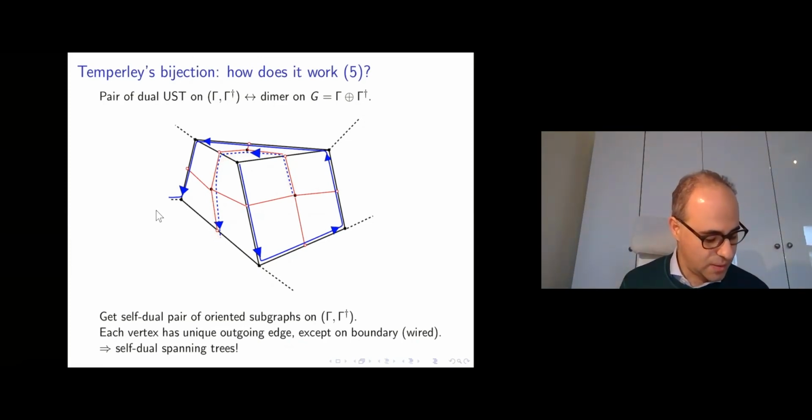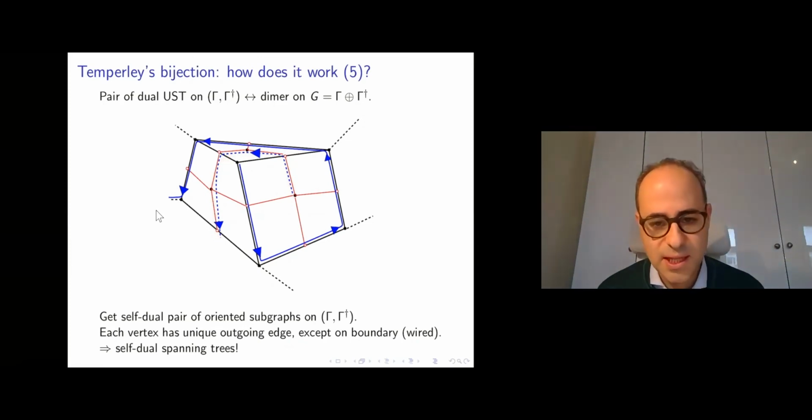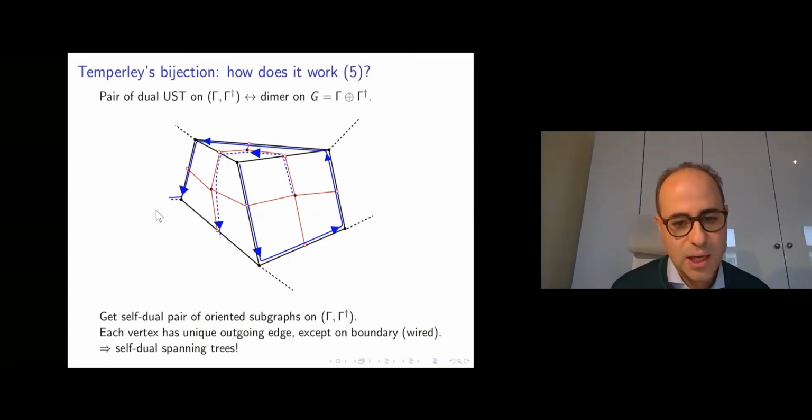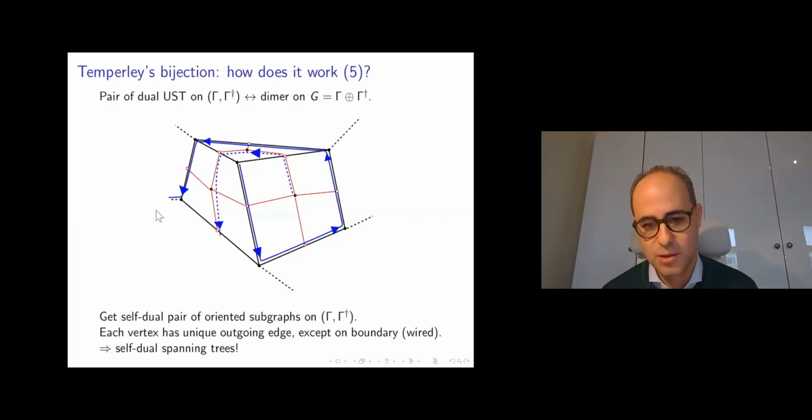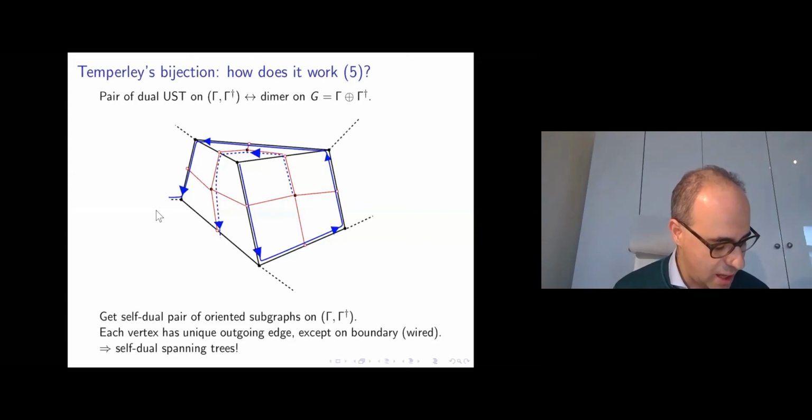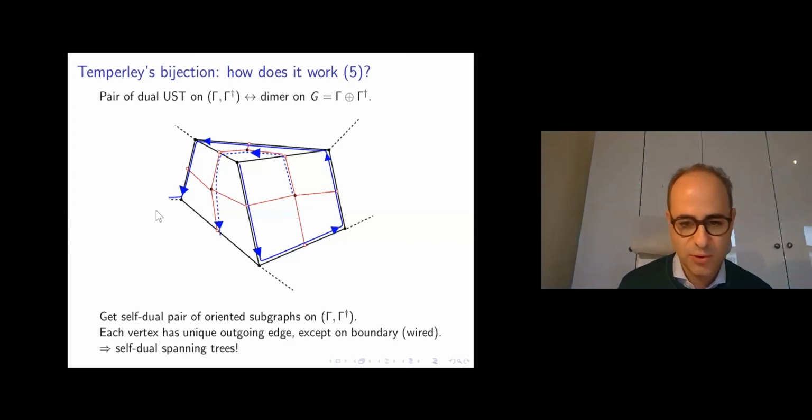And yeah, what I claim is that once we've done that, we've got a pair of subgraphs on gamma and gamma dual, which is oriented. So these subgraphs have the property that the edges come with an orientation. And what we see is that these subgraphs are self-dual to one another.